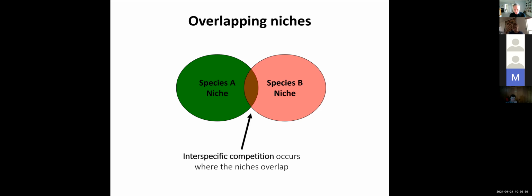So there's going to be interspecific competition that will occur where those niches overlap. It doesn't necessarily mean that those two species can't coexist because they have other food sources. But one of them is probably going to outcompete the other for that specific area of overlap of those niches.